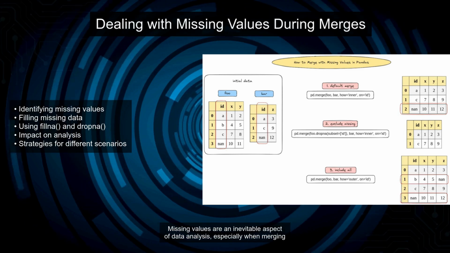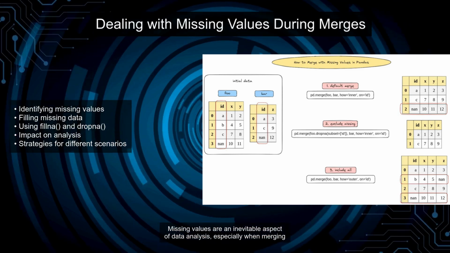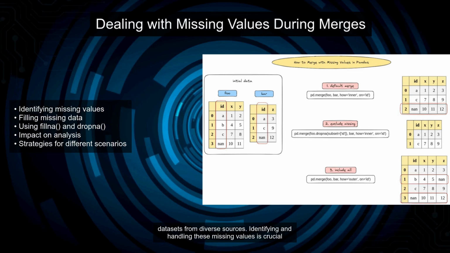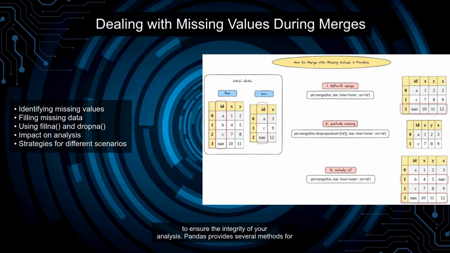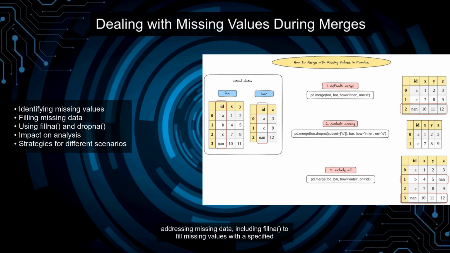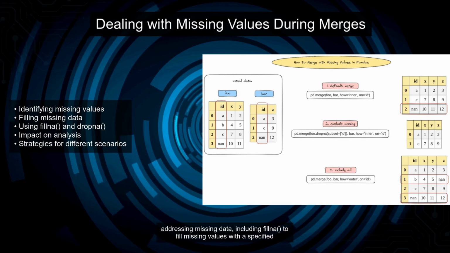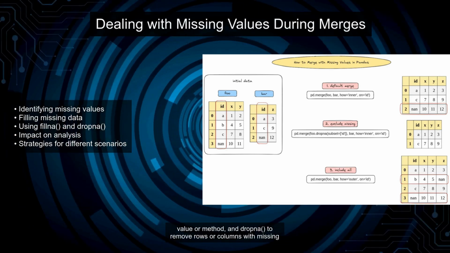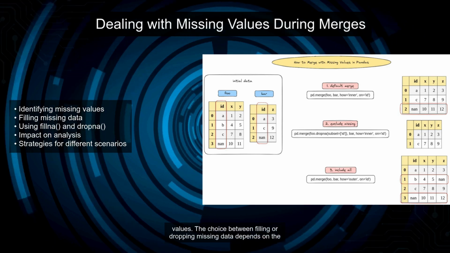Missing values are an inevitable aspect of data analysis, especially when merging datasets from diverse sources. Identifying and handling these missing values is crucial to ensure the integrity of your analysis. Pandas provides several methods for addressing missing data, including fillna to fill missing values with a specified value or method, and dropna to remove rows or columns with missing values.